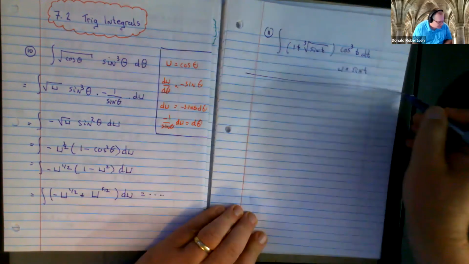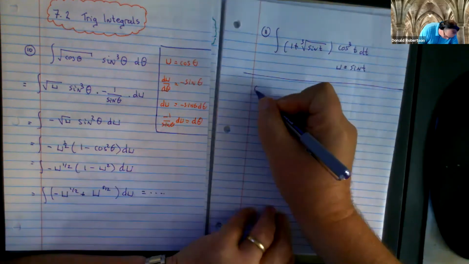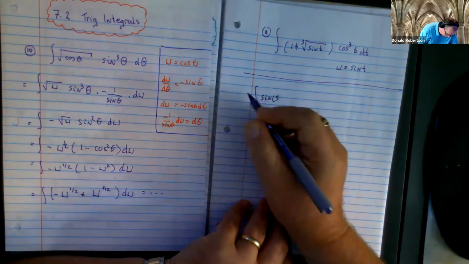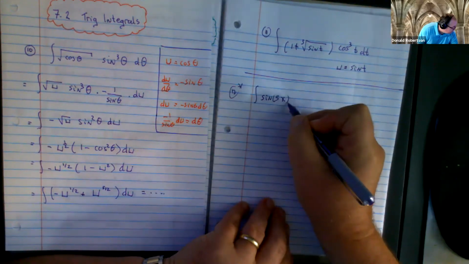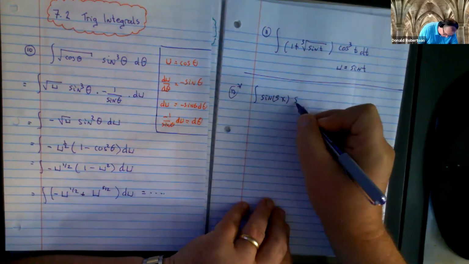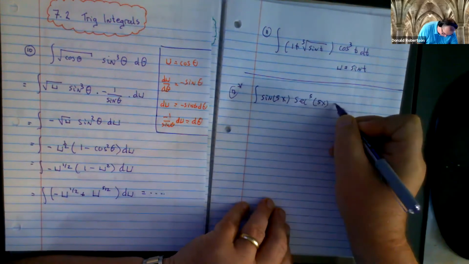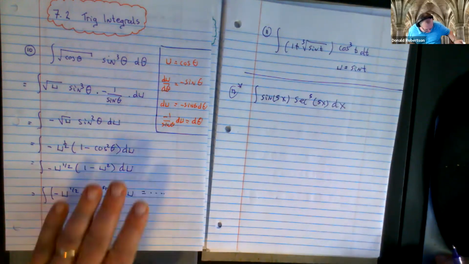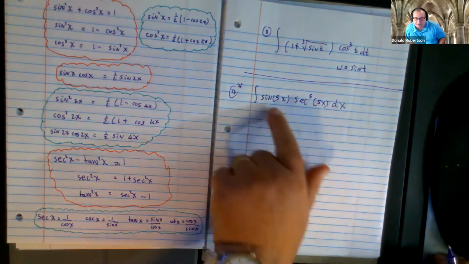So look at this one. This is a version E12. This is the sine of 5x, the secant to the 5th power of 5x, and dx. And this guy is really not very good. What do I mean by that?